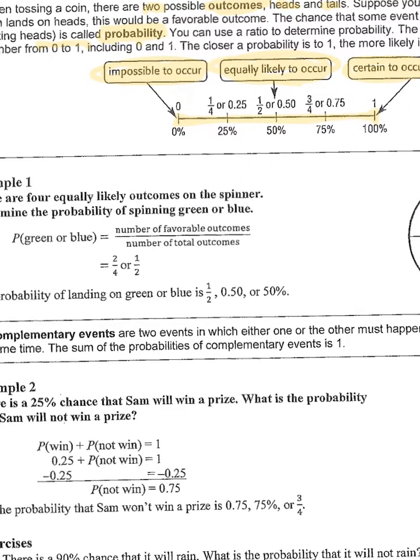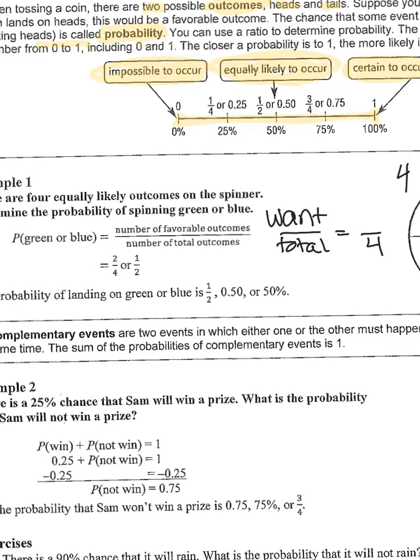So example 1, there are 4 equally likely outcomes on the spinner. Determine the probability of spinning green or blue. First we have to figure out how many different options we have. How many total outcomes do we have possible? That would be 4. We've got red, blue, yellow, and green. So the total would be 4, and the number of favorable outcomes is what you want to happen.